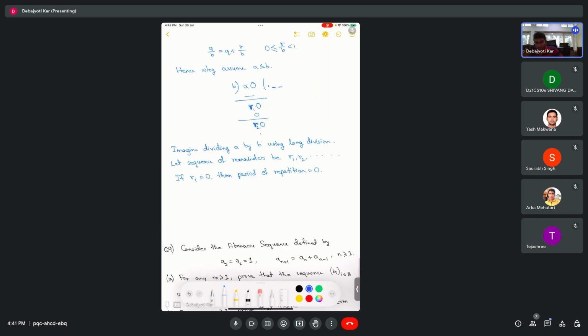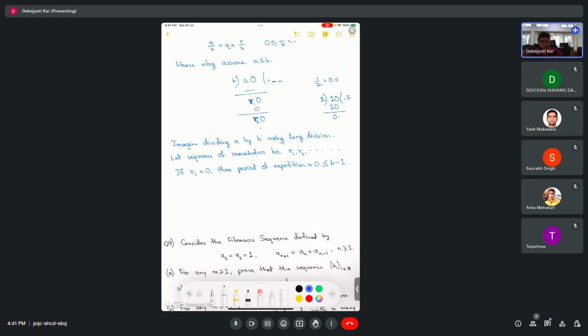For example, if we have half, then half is equal to 0.5, and after this the remainder will be 0. When we are dividing 1 by 2, first we have a point, then 10, and the remainder is 0. So in this case we are done. The period of repetition is 0, which is at most b minus 1. Otherwise, assume that none of these Ri's is 0.